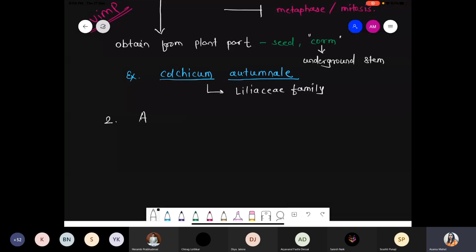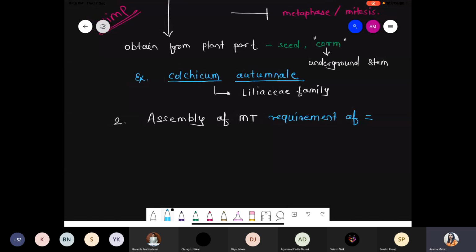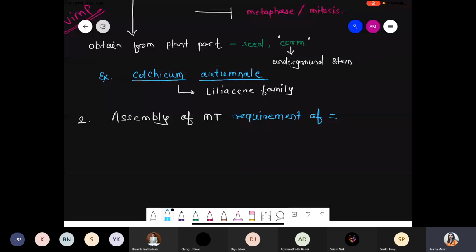So write down the second important point. Assembly of microtubule. You can write down the full form: assembly of the microtubule requires some minerals, some ions, and we are taking two examples. Number one, magnesium is required, Mg2+. Magnesium is required, and there is also a requirement of calcium. Okay, magnesium as well as calcium.